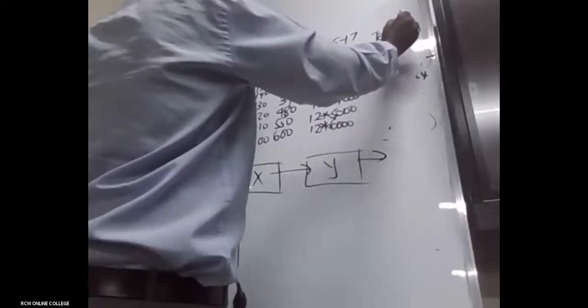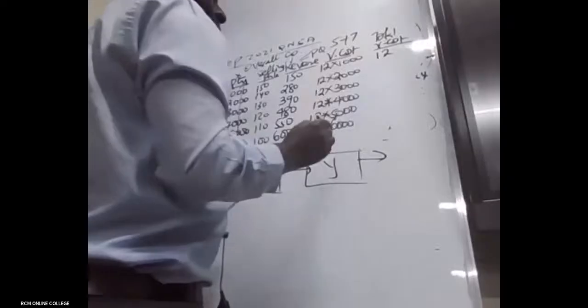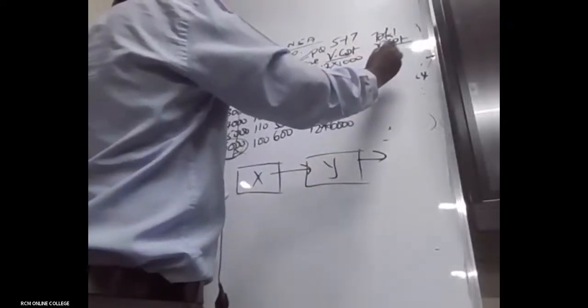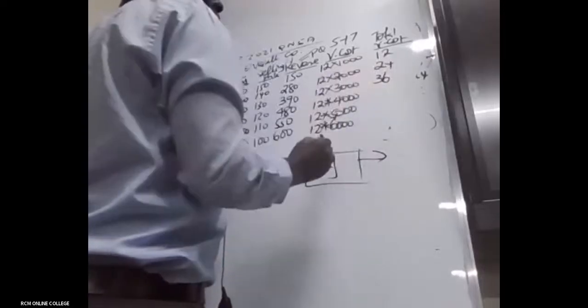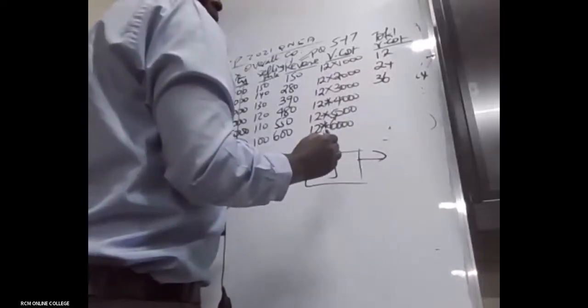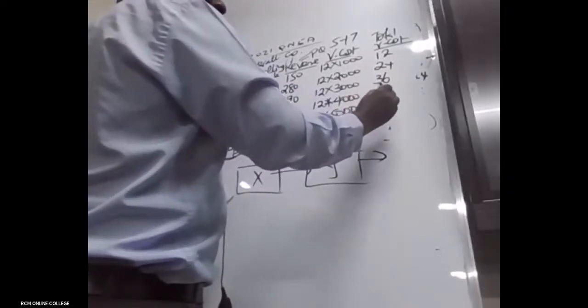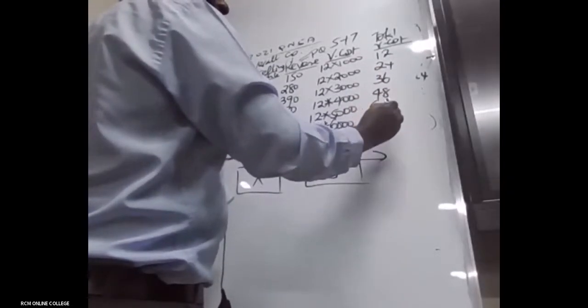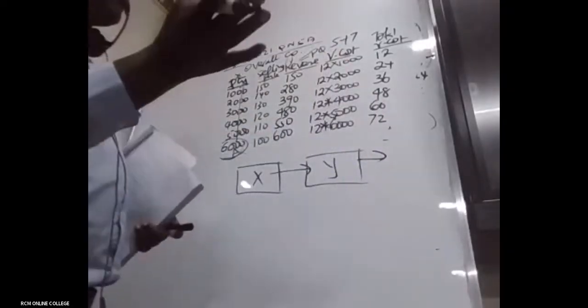Total variable costs in thousands. The first one is 12,000, right? 24,000. 36,000. 40,000. 60. 72. I don't even need a column for contributions. I don't have to do these things the same way.